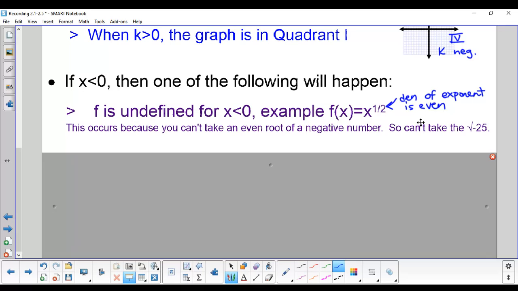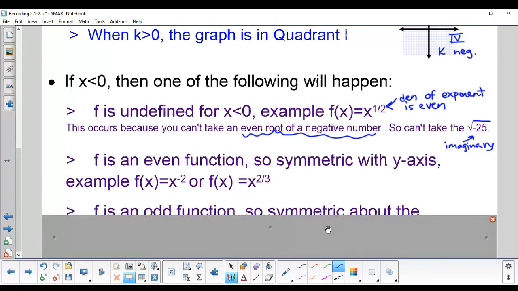What this means is the graph will only exist in quadrant 1 or 4. It doesn't exist anywhere else. The reason this occurs is because you can't take an even root of a negative number. So for example, you can't take the square root of negative 25. Well, you can, but it's imaginary, so we can't actually take it. It doesn't exist. Therefore, we don't graph it because we can't see it.